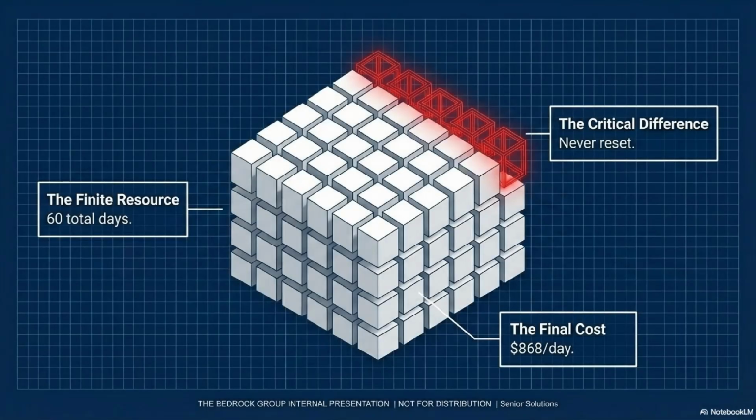Now let's talk about the lifetime reserve. This is one of the most misunderstood parts of Medicare Part A. Every Medicare beneficiary gets exactly 60 lifetime reserve days. These are extra hospital days that can be used after the standard 90-day benefit period runs out. But here's the critical difference. These days are finite. Once they're used, they do not replenish. Each lifetime reserve day also comes with a significant cost. In 2026, the coinsurance is $868 per day. So not only are these days limited, they're also expensive.